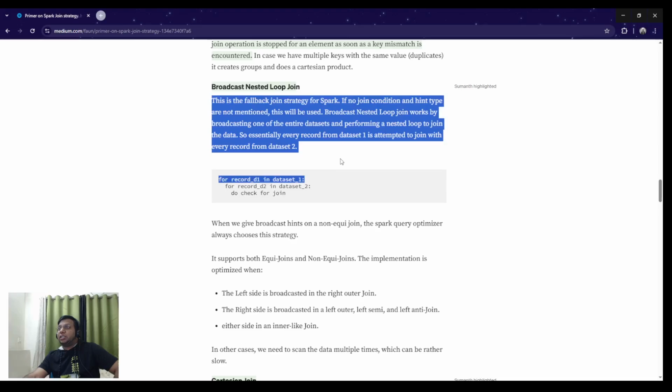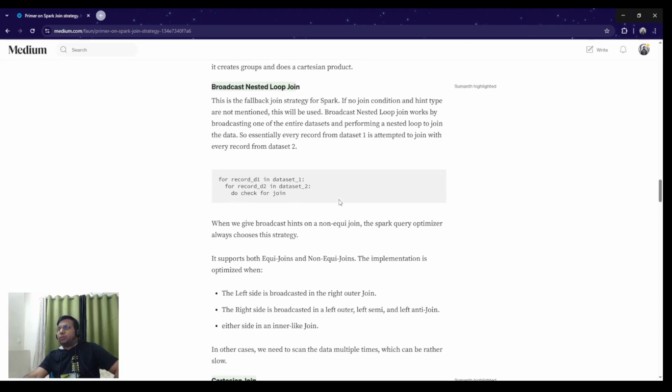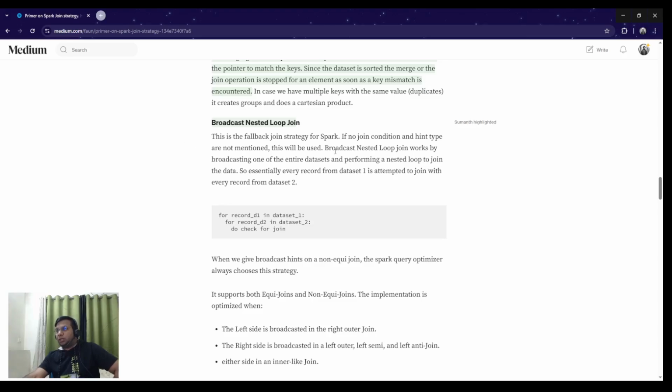Then we have a broadcast nested loop join. As I was saying, let's say you have something which is not an equality join, such as a join which is greater than or smaller than. Because we have to iterate through all the items anyhow to find the values which satisfy the condition, there is an outer loop which keeps running over the inner loop. So let's say we have data set 1 and data set 2. For each item in data set 1, it will loop through all the items in data set 2, do the check, and then return the results.